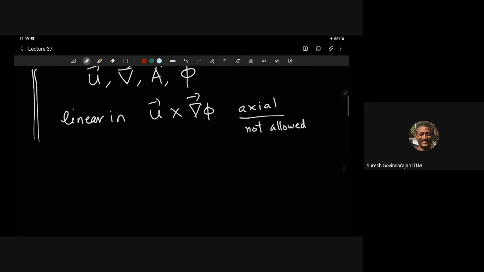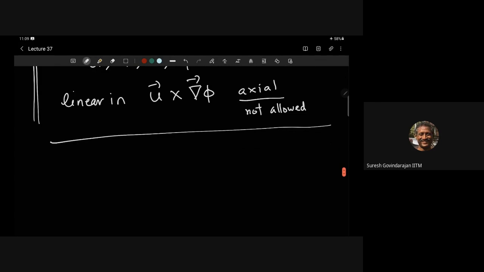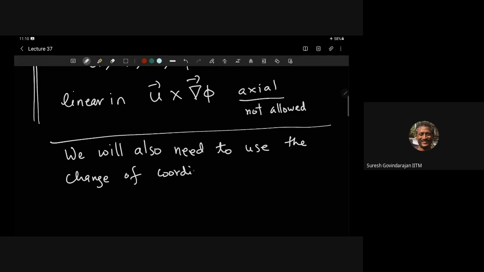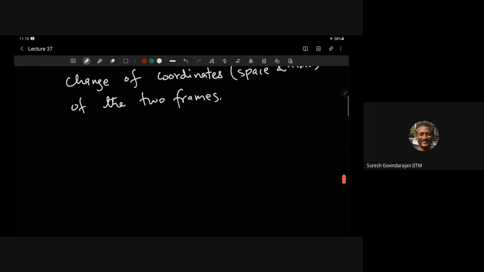But we will also need to use the relation, because del is coming, which involves x coordinates. Use the change of coordinates, both space and time, for the two planes.